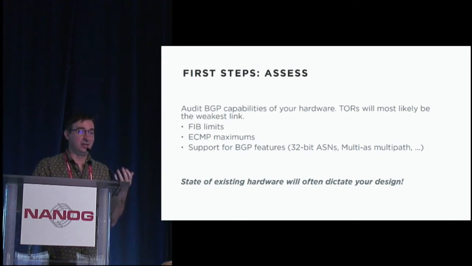Fib limits, the number of routes you can install in a fib. How many ECMP next hops can you associate with a particular route? Support for specific BGP features, such as 32-bit AS numbers, multi-AS multipath. A number of devices will not ECMP across different AS paths, which was a fun one we had to figure out a solution for on the fly at one point. And in a lot of ways, the state of the existing hardware will in fact dictate your topology and your design.